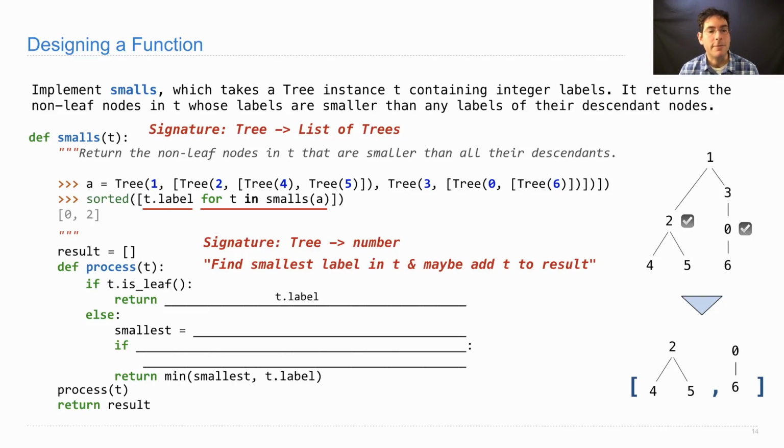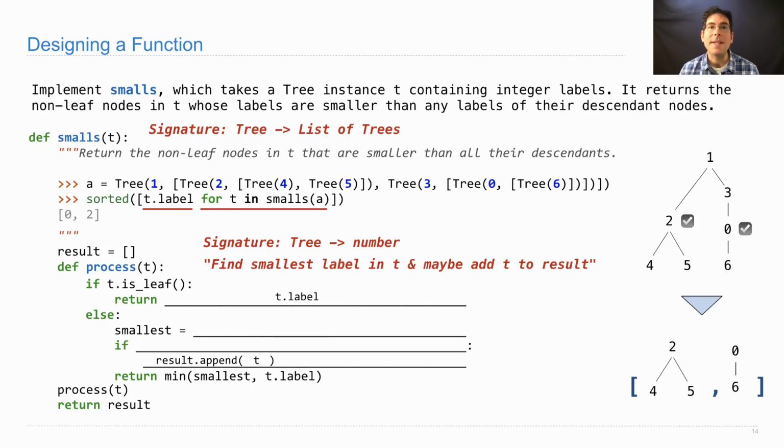So here I think I would do the following. I would note that I need to append something to result under some condition. And what do I append? Well, here I look at the signature of smalls and know that result has to have trees in it. So what's the name for a tree? t itself is the tree that I would add.